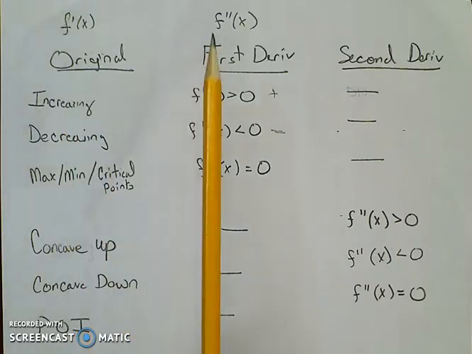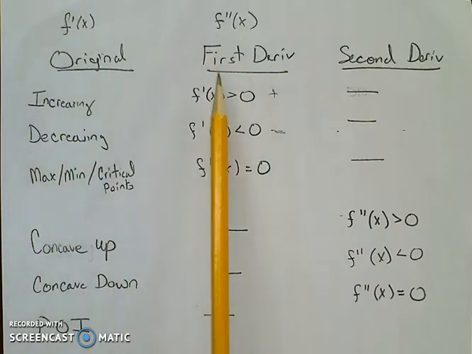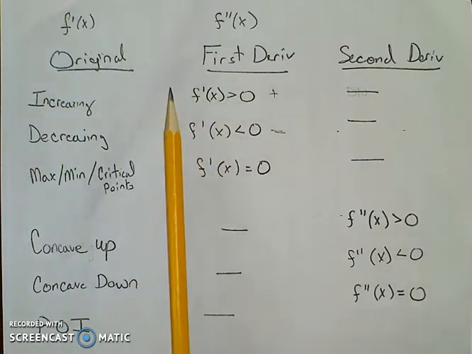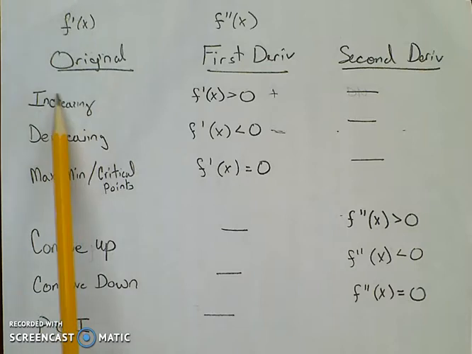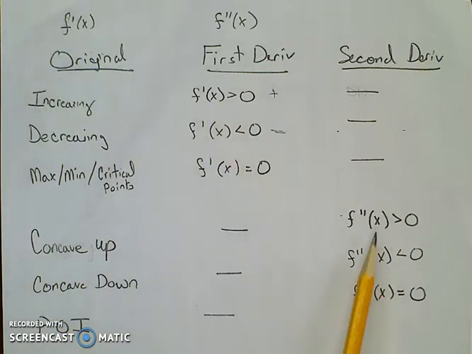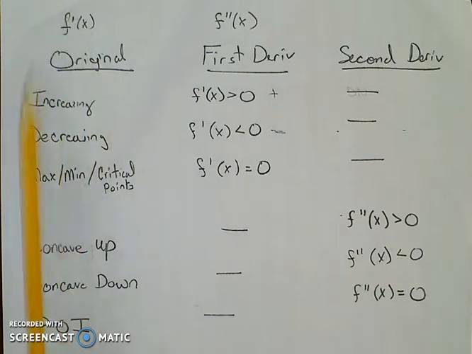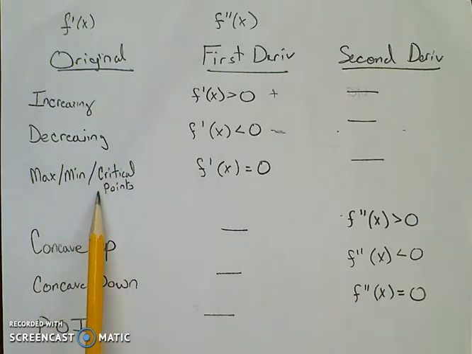If we think about the given graph as the first derivative, then the second derivative would be what we think of as the first derivative graph. So if the first derivative is increasing, then the second derivative is concave up. If the first derivative graph is decreasing, then it is concave down. And if the first derivative graph has a max or min, then the second derivative is equal to 0, which means it's a point of inflection.